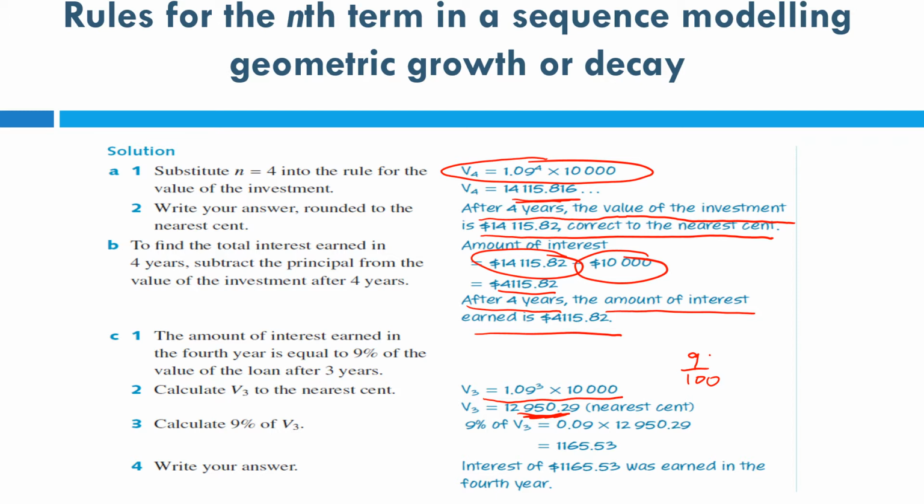So you just do 9 divided by 100 times 12,950.29, and that'll give you that amount. So interest of $1,165.53 was earned in the fourth year, so between the third year and the fourth year.